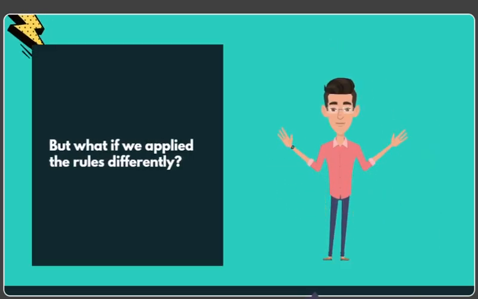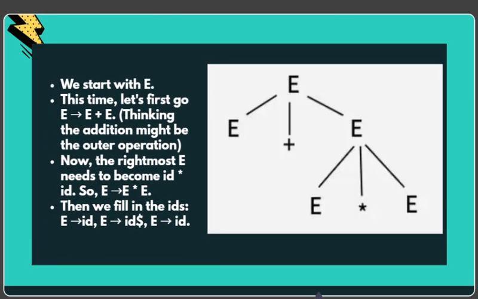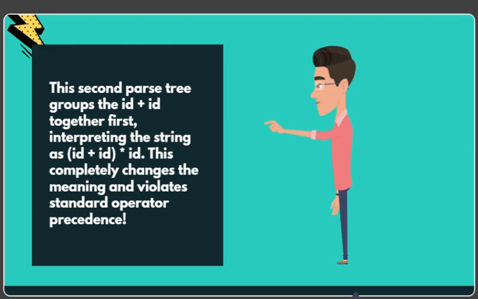But what if we applied the rules differently? We start with E. This time, let's first go E goes to E times E, thinking the multiplication might be the outer operation. Now, the leftmost E needs to become ID plus ID. So, E goes to E plus E. Then we fill in the IDs: E goes to ID, E goes to ID, E goes to ID. This second parse tree groups the ID plus ID together first, interpreting the string as ID plus ID, times ID. This completely changes the meaning and violates standard operator precedence.